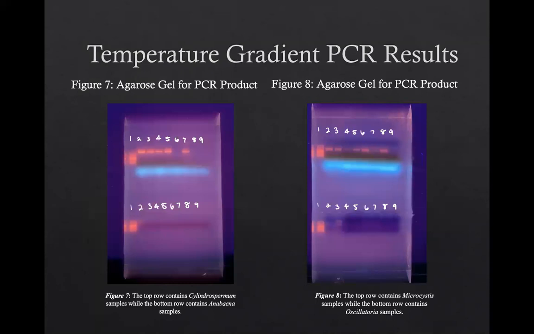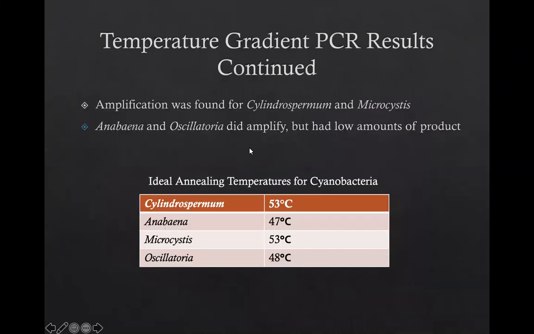And then here are the temperature gradient PCR results. As you can see in figure 7, the top row contains Cylindrospermum samples, while the bottom row contains Anabaena samples. Figure 8 has the Microcystis samples on top, while the bottom row contains Oscillatoria samples. What we determined from the temperature gradient PCR results was that amplification was found for Cylindrospermum and Microcystis. Anabaena and Oscillatoria did amplify, but had low amounts of product. And these are the ideal annealing temperatures for the cyanobacteria: Cylindrospermum 53, Anabaena 47, Microcystis 53, and Oscillatoria 48.